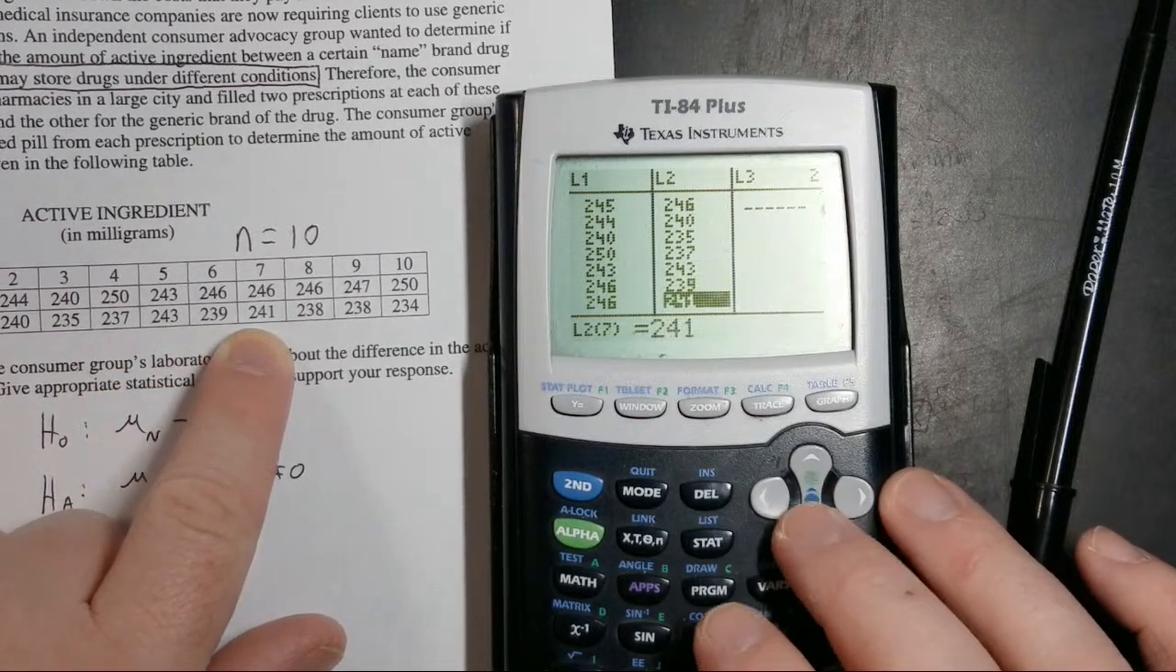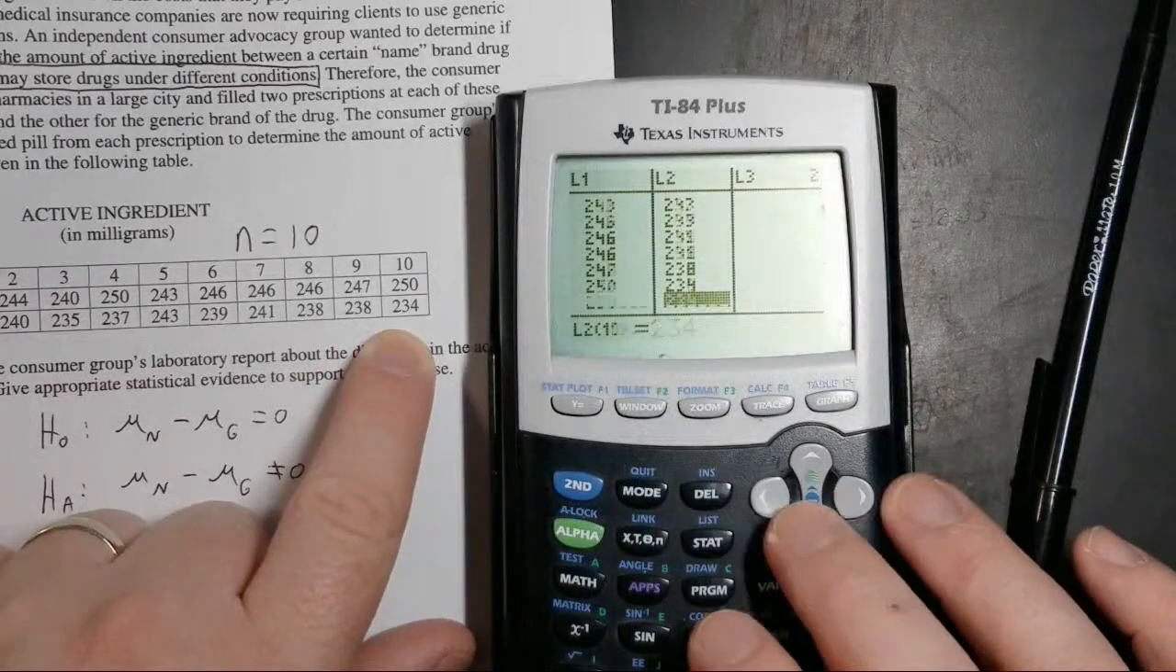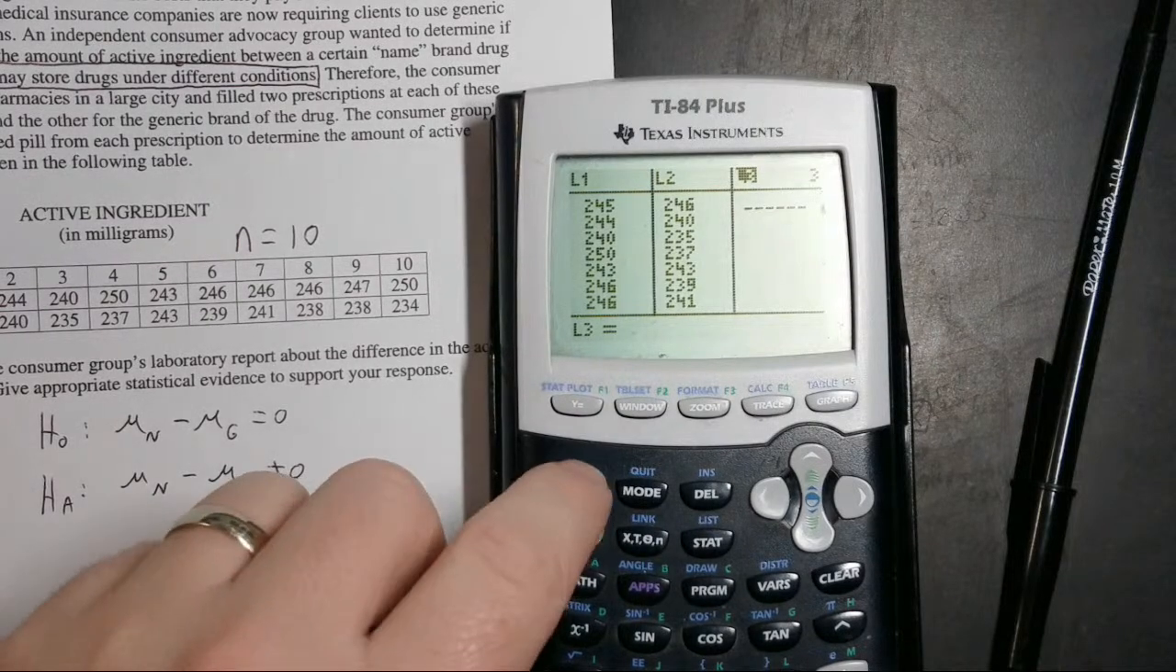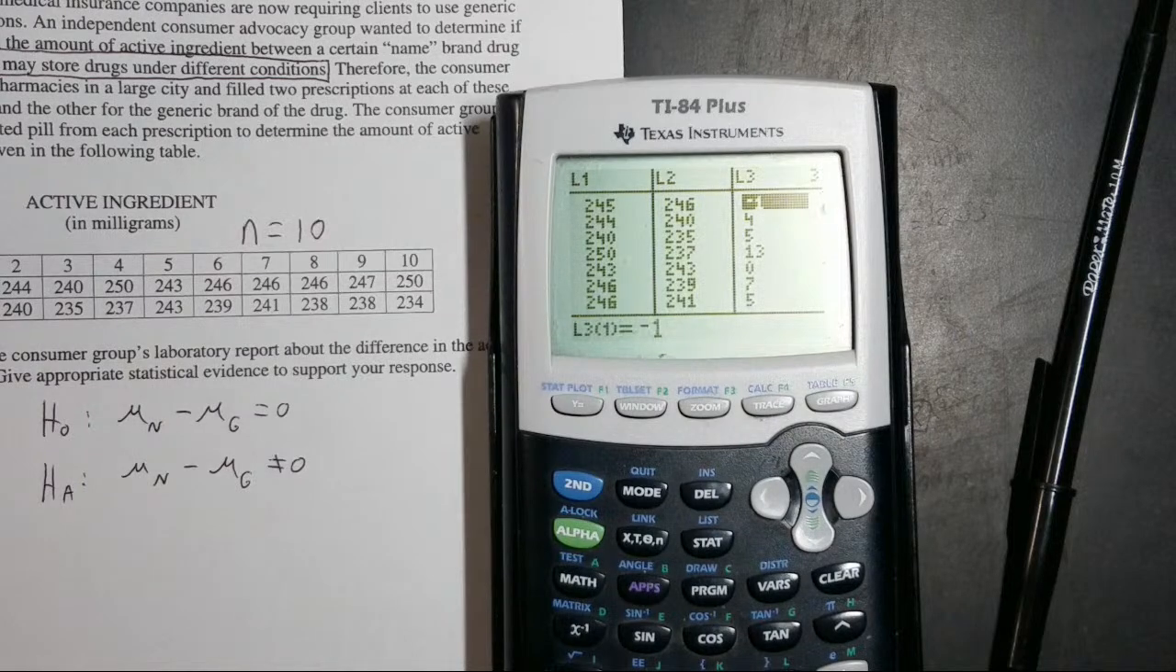But you are looking at the differences between the two, and you are pairing them together like this because of that statement: pharmacies may store drugs under different conditions. I am interested in the difference between the drugs from one pharmacy to the next. If I highlight L3, I could do L1 minus L2 and get the differences right there.